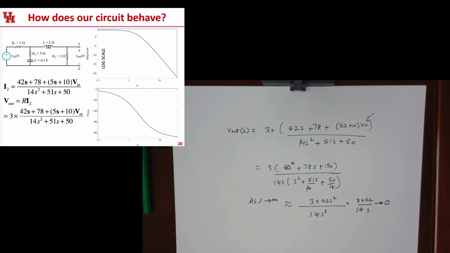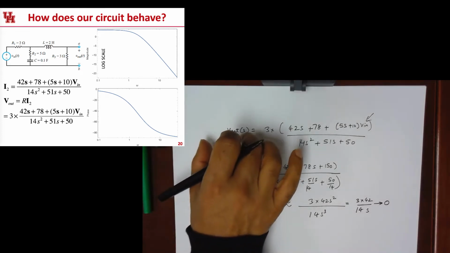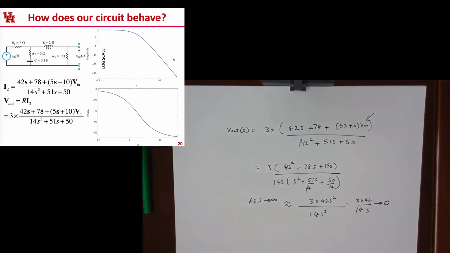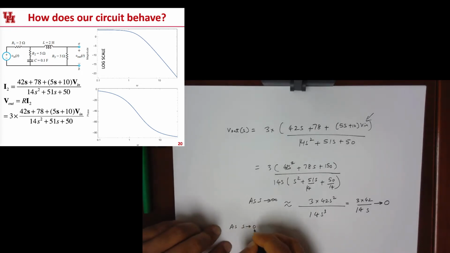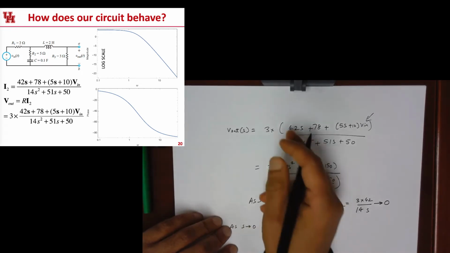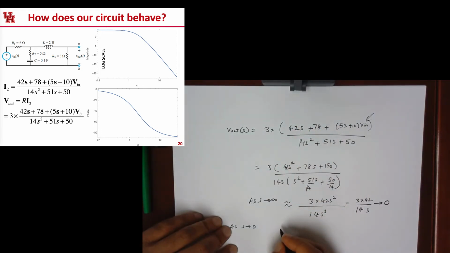What that means is that at very high frequencies, the output voltage is going to be tiny. If you were to plot the magnitude of this complex voltage, you'll see that it becomes a very small term tending towards 0. Whereas at low frequencies, as s tends to 0, the numerator is going to appear more and more like 3 times 78.